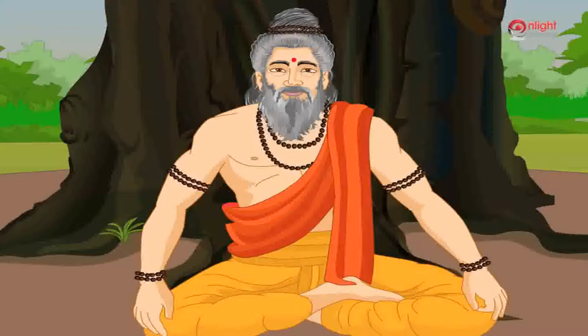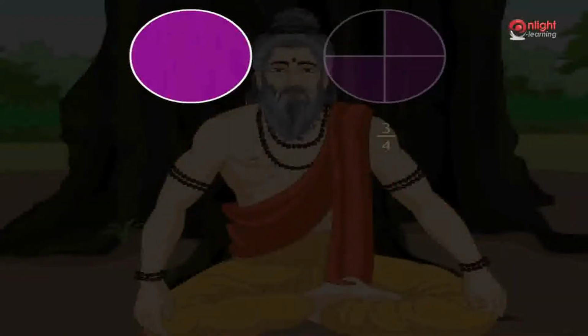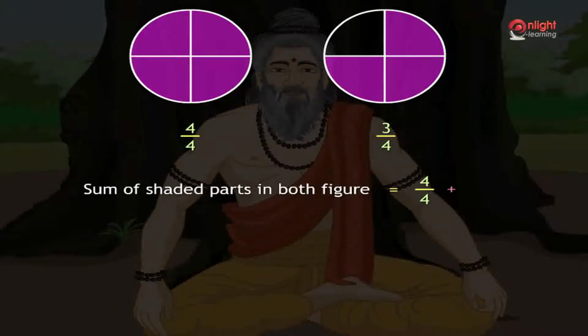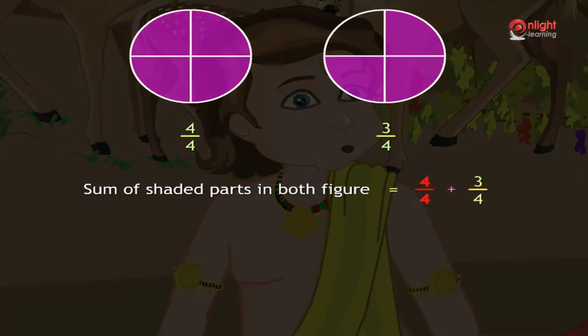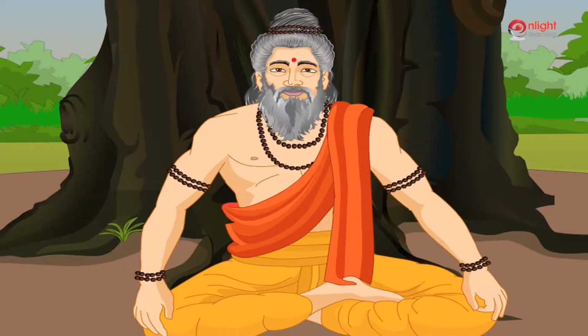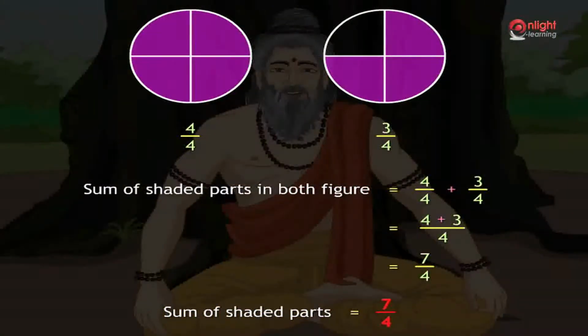Good. Now let us divide the first figure also into 4 equal parts. And so we see that the fraction of the shaded part is 4 by 4. Now let us find the sum of shaded parts in both the figures. As 4 by 4 and 3 by 4 are like fractions, we add the numerators and place the sum over the same denominator. So here, adding 3 and 4, we get 7 and the sum of shaded parts is 7 by 4. Very good. So, the figure represents the fraction 7 by 4.